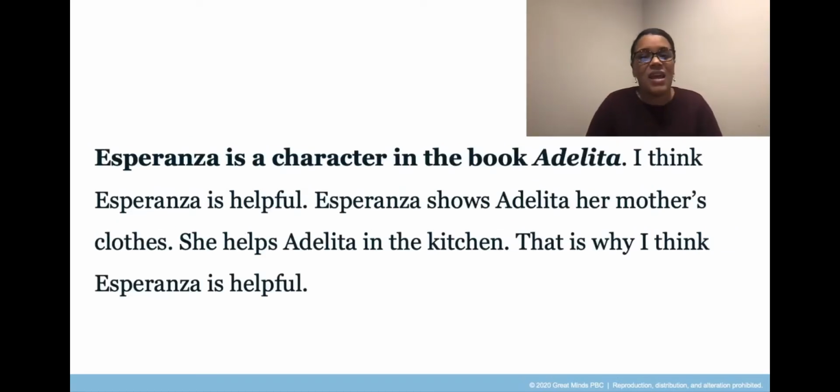The next slide you're going to see shows a paragraph with the introduction that uses the second sentence frame. Let's take a look. All right, listen as I read this paragraph. Esperanza is a character in the book Adelita. I think Esperanza is helpful. Esperanza shows Adelita her mother's clothes. She helps Adelita in the kitchen. That is why I think Esperanza is helpful. Now, do you notice how both introductions tell the reader something about the topic of the paragraph?